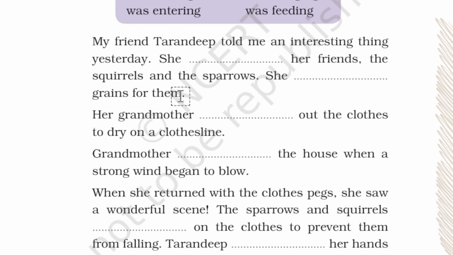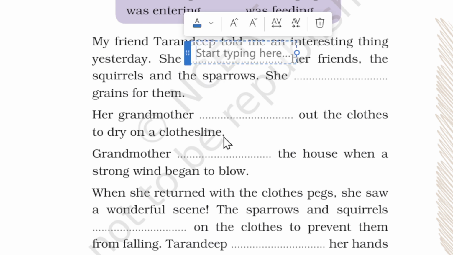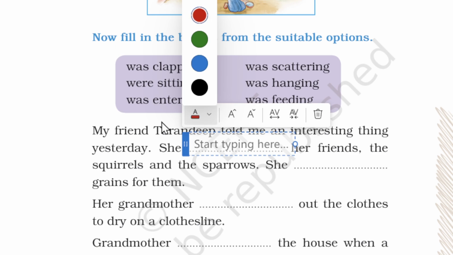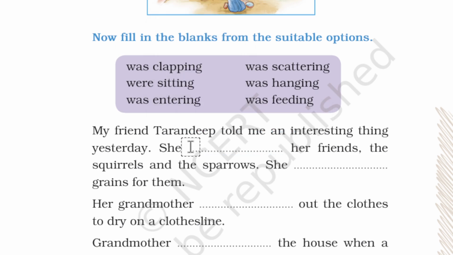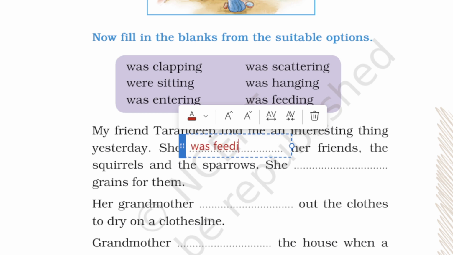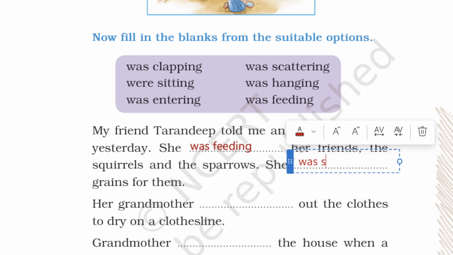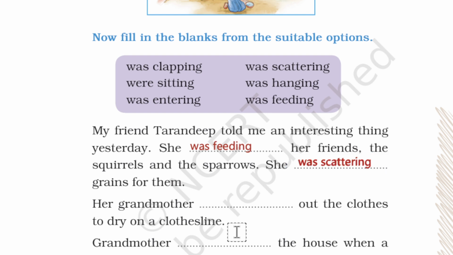So the answer is, she was feeding her friends. So she was feeding her friends, the squirrel and the parrot. Then she was scattering. Scattering means throwing, giving. Scattering grains for them.